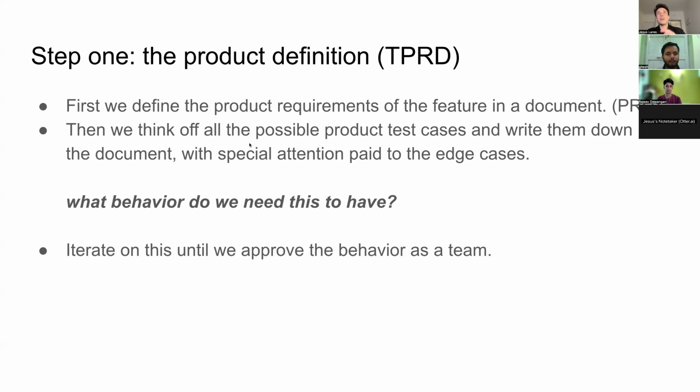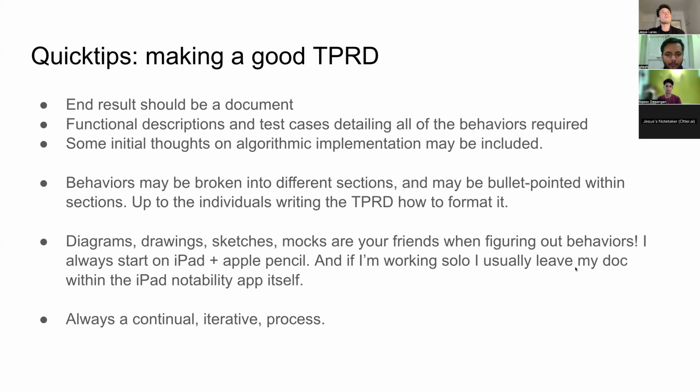So we think of all the possible test cases, write them down in the document, and especially try to think of the edge cases. The main guiding question in this stage for me is always: what behavior do we need this to have? So you're designing how it should function, and you should always ask yourself, how should this work? What should this do? It's almost product thinking, right? So it goes a little bit into the design side, but a good engineer should be able to go a little bit into the design side, in my opinion, especially a senior engineer. And as with all documents, we'll iterate on these until the team is on board with it.